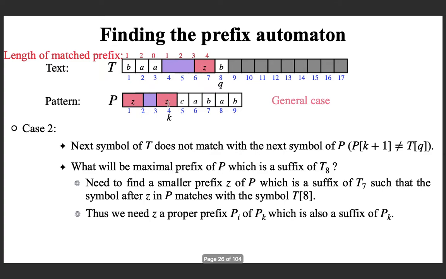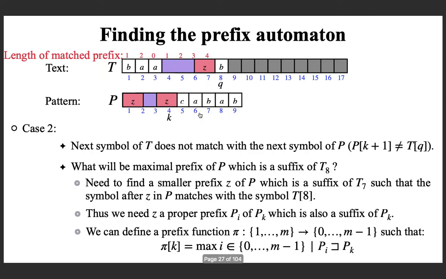So what we are observing is that Z must be a suffix of Pk as well. So actually you can define it in terms of the pattern itself. We need a proper prefix of Pk, you call it Pi, say in this case P2, which is also a suffix of Pk. That is what we are looking at. I hope you are getting me. Otherwise please watch it again, and for the interest of time let me proceed.